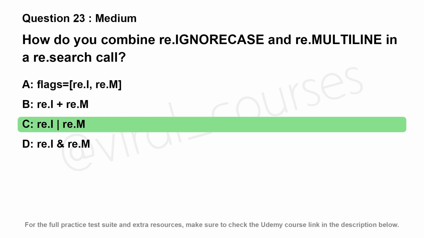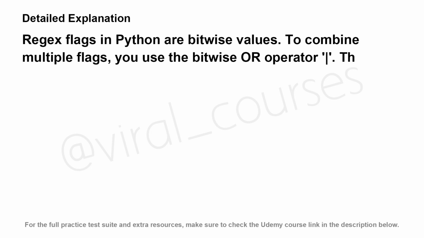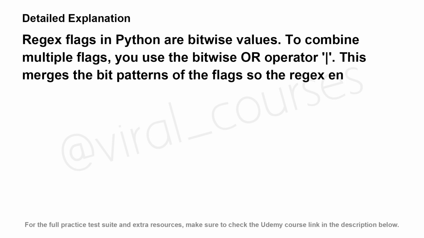The correct answer is C. Regex flags in Python are bitwise values. To combine multiple flags, you use the bitwise OR operator. This merges the bit patterns of the flags so the regex engine applies both behaviors.